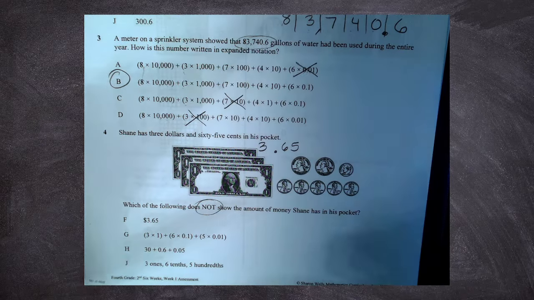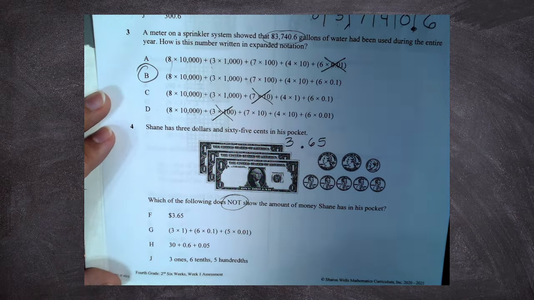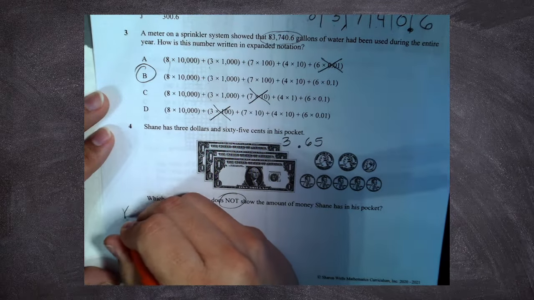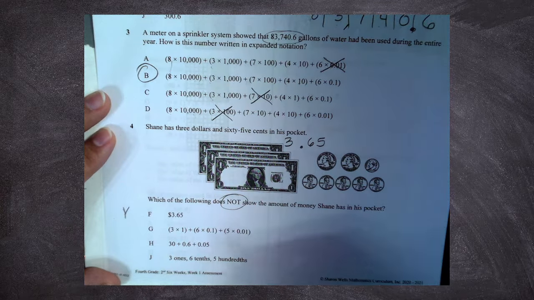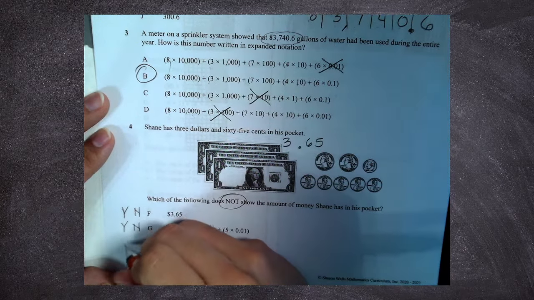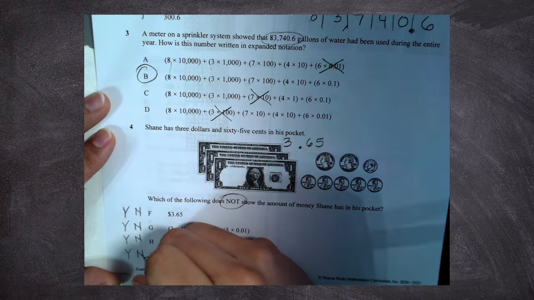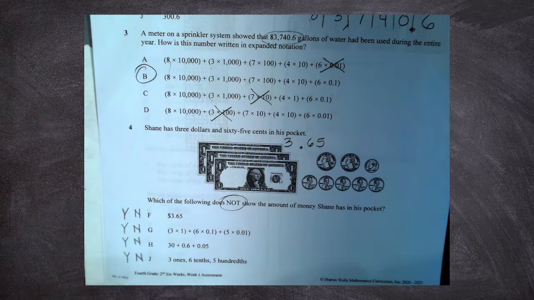Since I have a piece of paper here, they're asking for not. I'm going to keep track of that, okay? So next to all of my answer choices, I'm going to put yes and no, yes and no, yes and no, yes. I'm looking for the one that's a no. There should only be one.